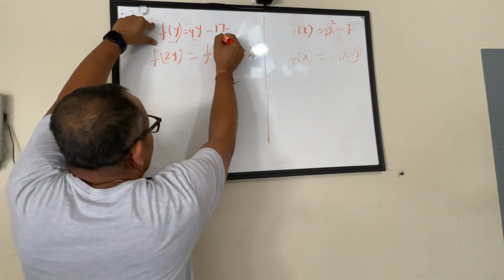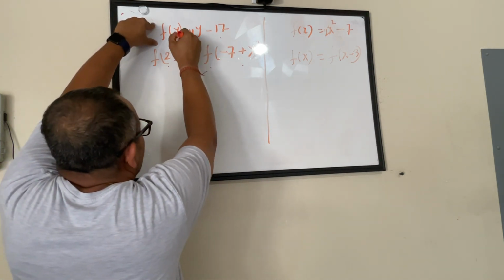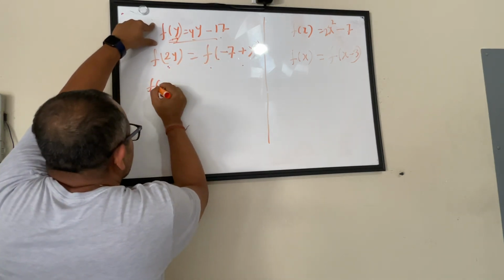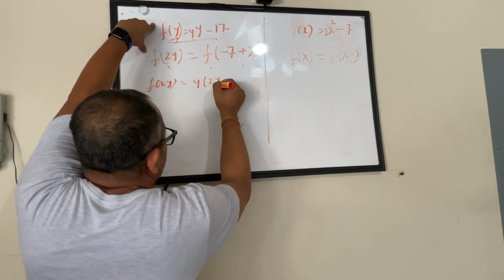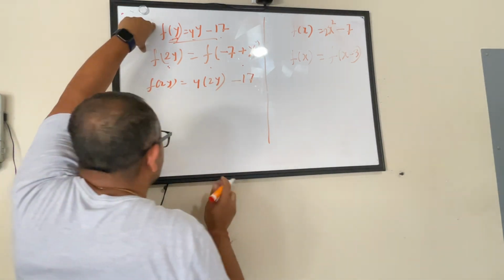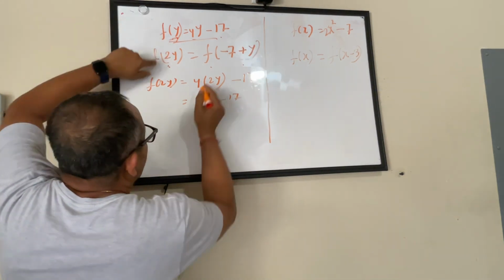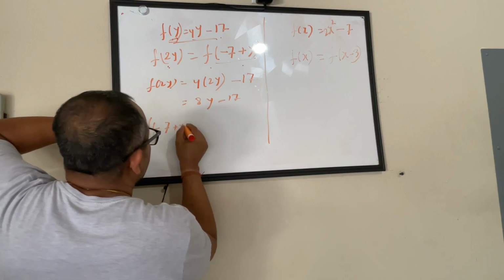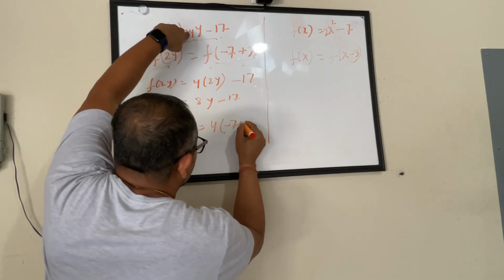Function of y is 4y minus 7. Function of 2y equals this. So here in place of y, I will replace y with 2y in this equation. Function of 2y equals, I'll replace y with 2y. And for the sake of simplicity, I will write everything inside the bracket so that I don't get confused. So this equals 4 into 2y, 8y minus 17. What is function of minus 7 plus y? Same thing I will do. Every y I will replace with minus 7 plus y.